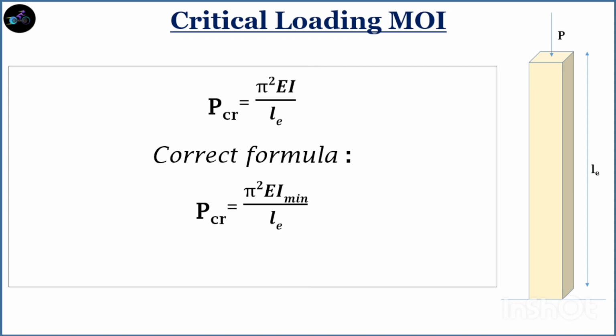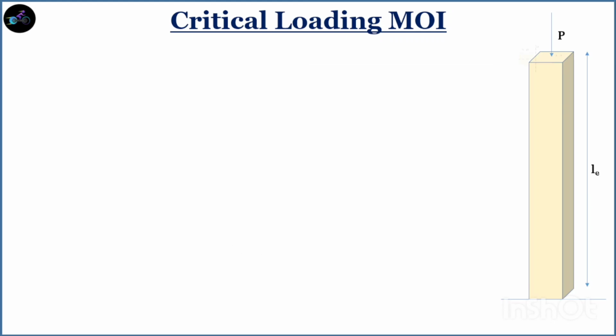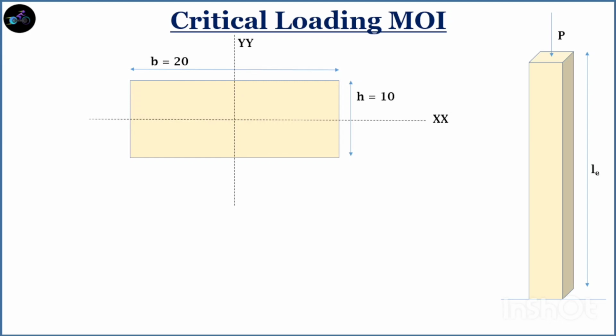Now you have to focus on this I min thing. The reason being, this I min is the crux of this formula. Okay, why do we have to go for the I min? Okay, I would like to explain that. So just assume you have a cross section of this column in such a way that you have two axes, x and y. Okay, let's assume for now that the height is 10 of any unit and the breadth is 20.